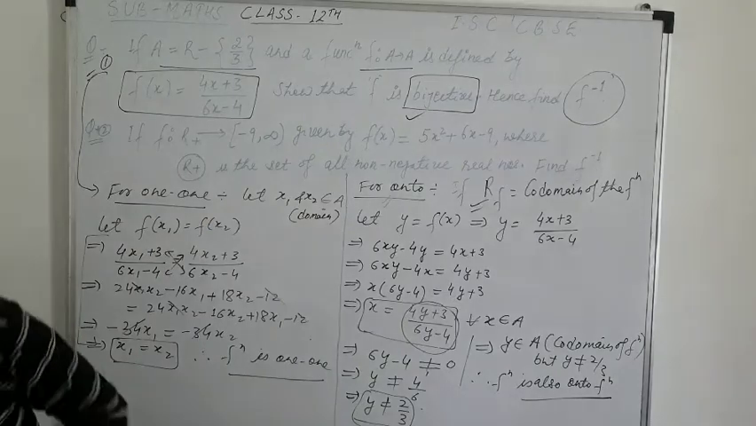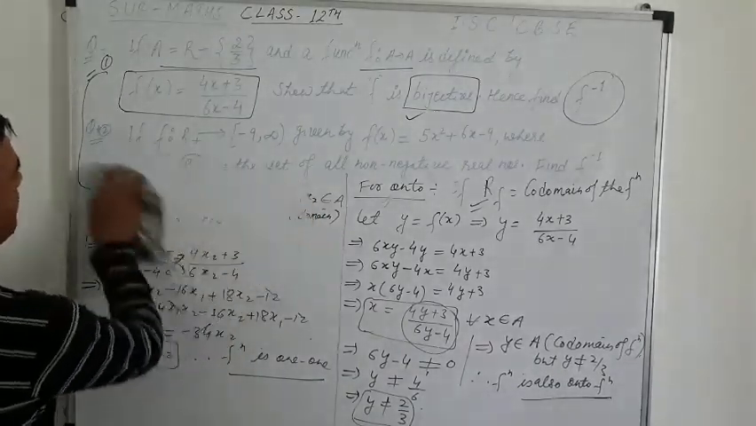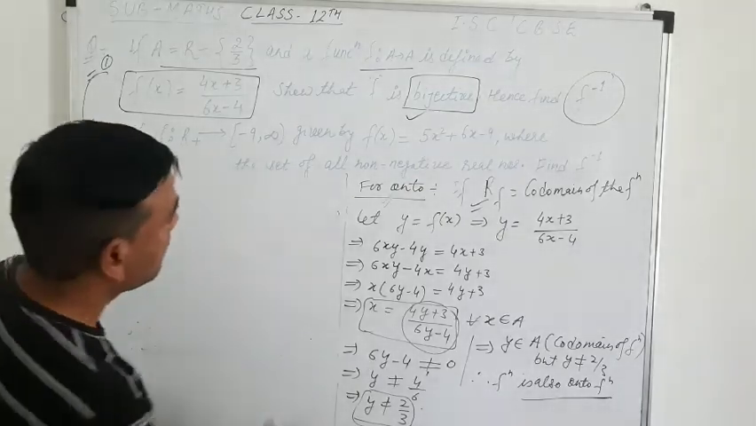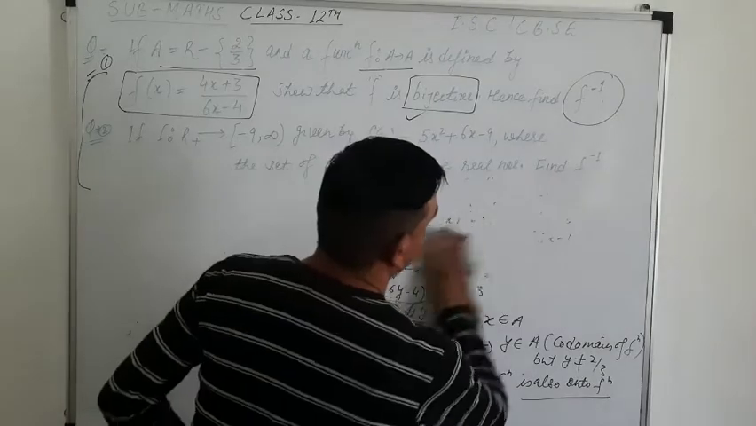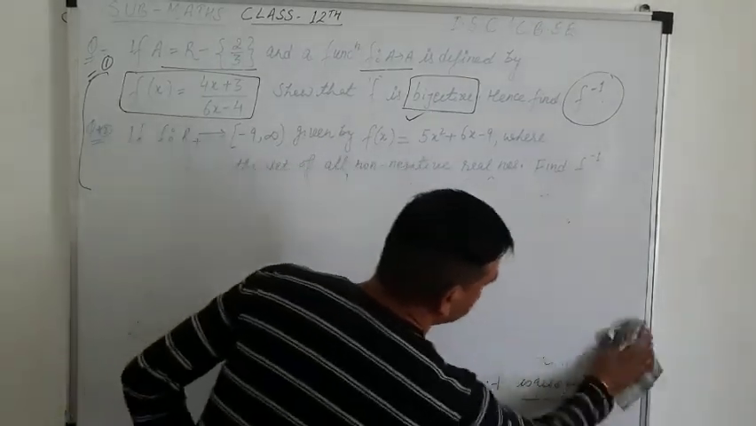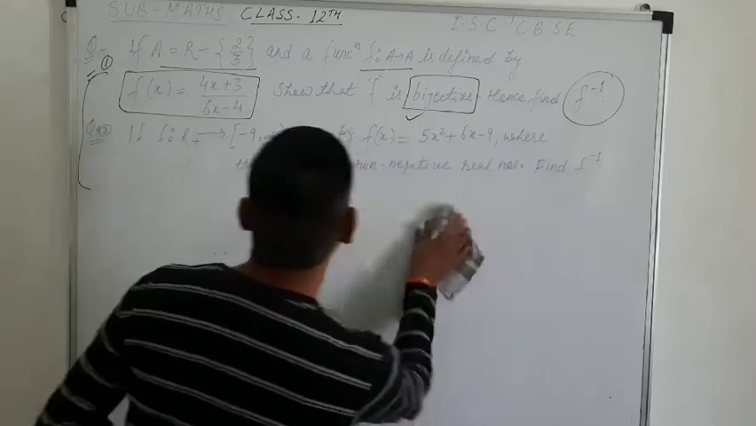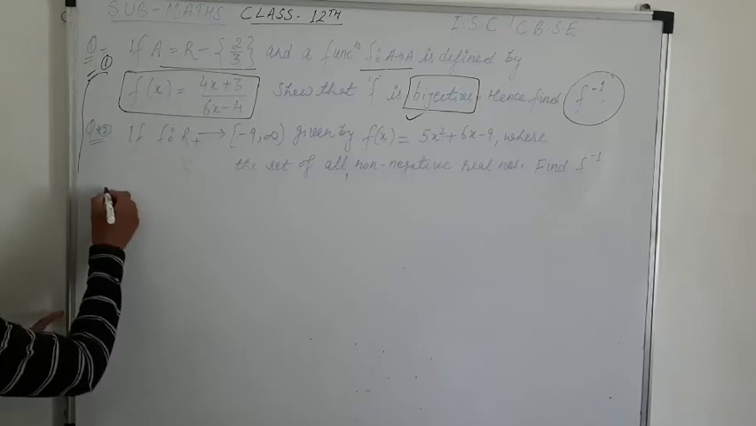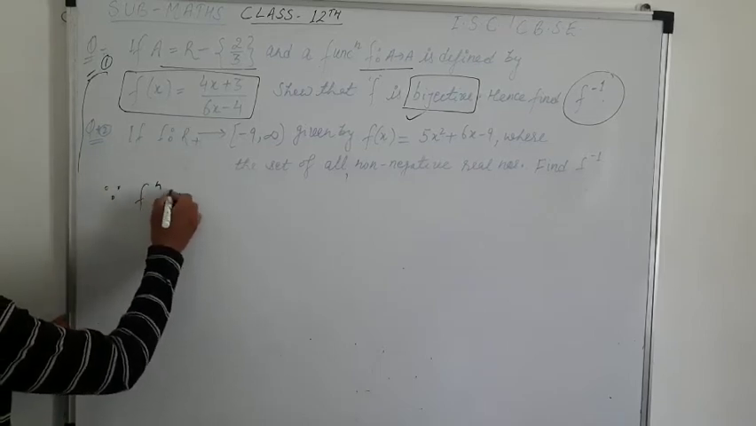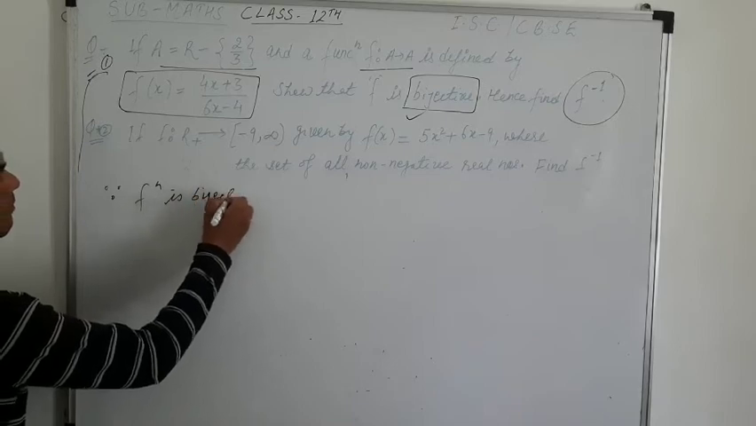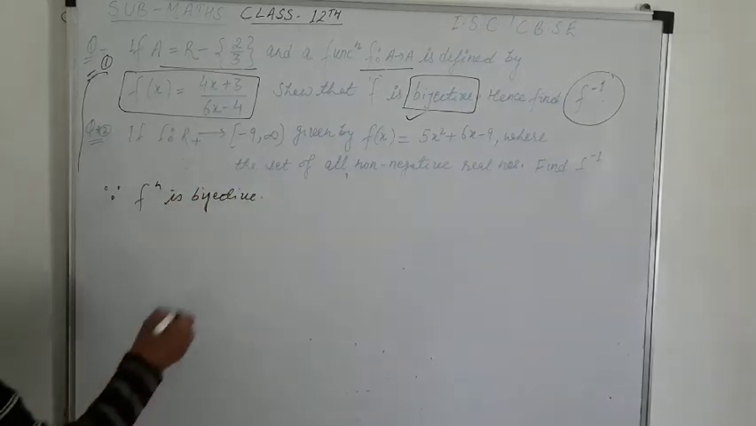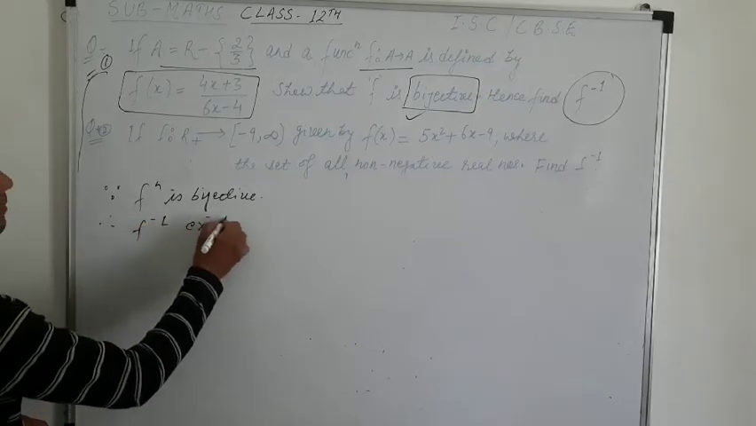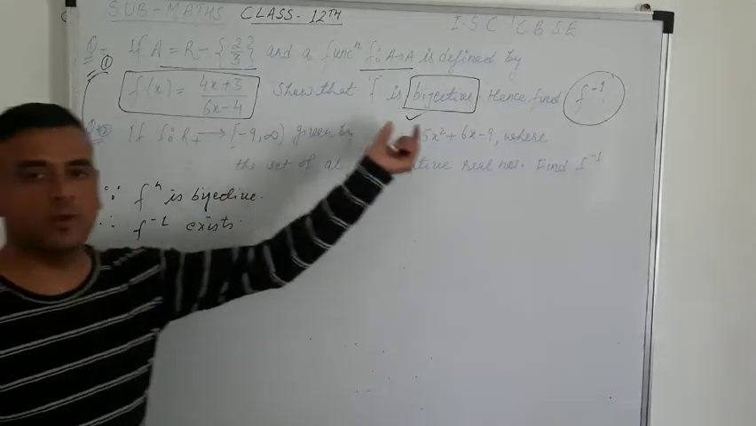As we know, if any function is one-one and onto, then in that condition that function will be invertible. Then we can easily find out the inverse. So how will we get the inverse of this? It's a very simple process. Since the function is bijective, therefore f inverse exists.